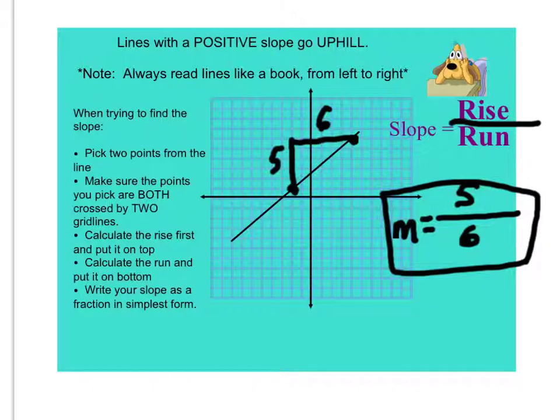Okay, and now notice this is positive. Up here it says lines with a positive slope go uphill. Okay, so if I look at this line and I read it like a book from left to right, I'm going uphill when I go from left to right. So it's got a positive slope. Alright, let's go on to some more examples.